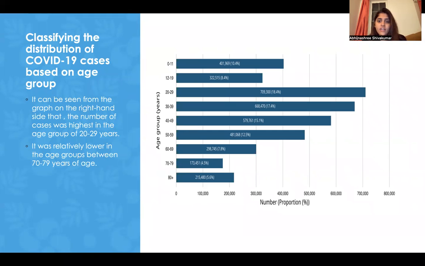Although we can see that even there has been a significant increase between 40 to 59 years of age, the lowest numbers have been recorded in the elderly group, 70 to 79 years, which is around 4.5%, which is a good thing because elder people have a low resistance towards this dreaded virus, which gives respiratory problems.